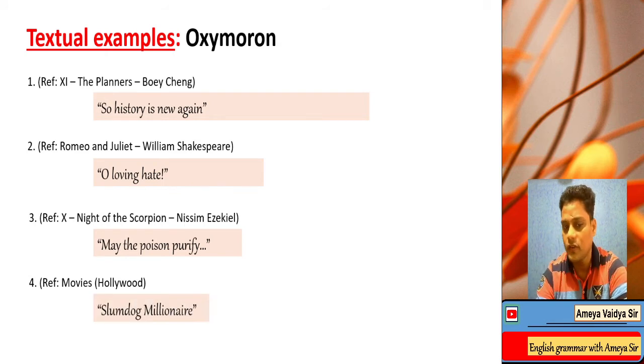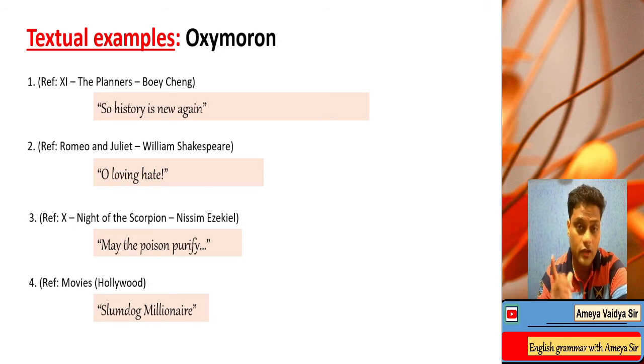So one such reference is Slumdog Millionaire. Come on, Slumdog, a millionaire. There are other examples. For example, True Lies. There is a movie, is it not? True Lies. What can it be? What is that? True Lies. So there are a lot of those examples. You can find that out.